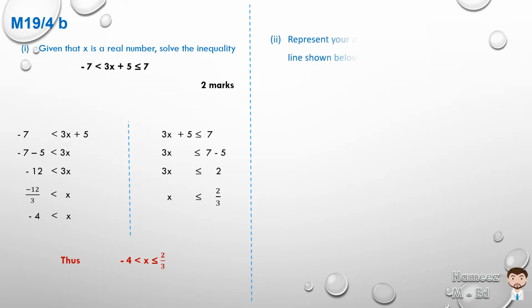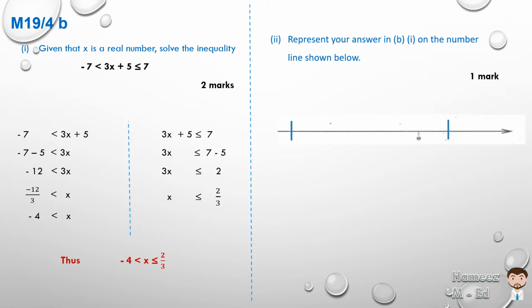Part 2 of the question. Represent your answer in B part 1 on the number line shown below. So if we look at our number line, where we have 0, what we're interested in would be the values of minus 4 and 2/3. So let's look at minus 4. Minus 4 is not equal to x, but it is less than x. So that means that when we're identifying that, we're going to put a circle which is hollow or empty.